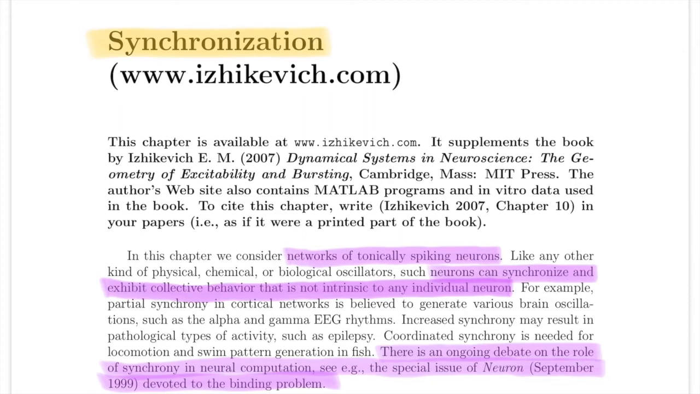So with synchrony, you can see the synchronization and, for instance, partial synchrony in the generation of alpha or gamma EEG rhythms. Maybe some of you are interested in the experimental works which you can already find in the lab, in neuroinformatics labs.